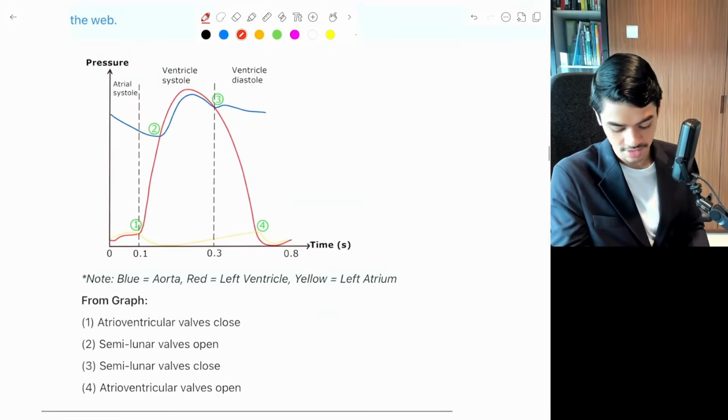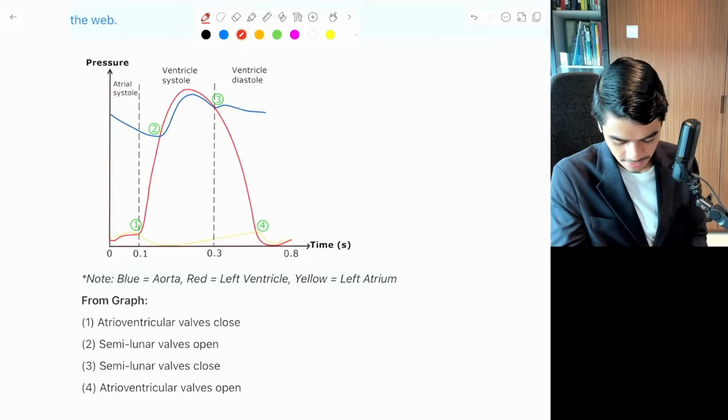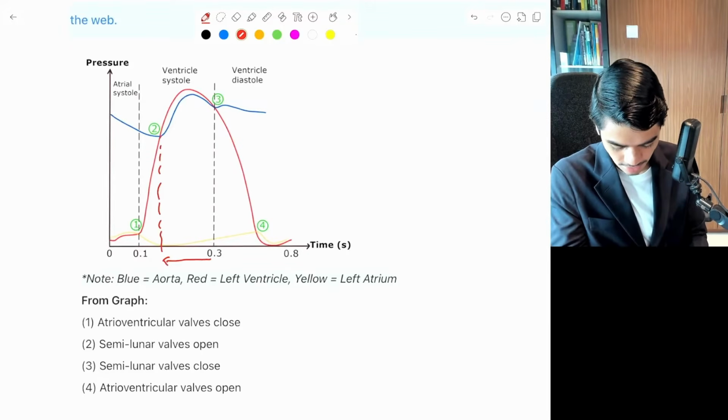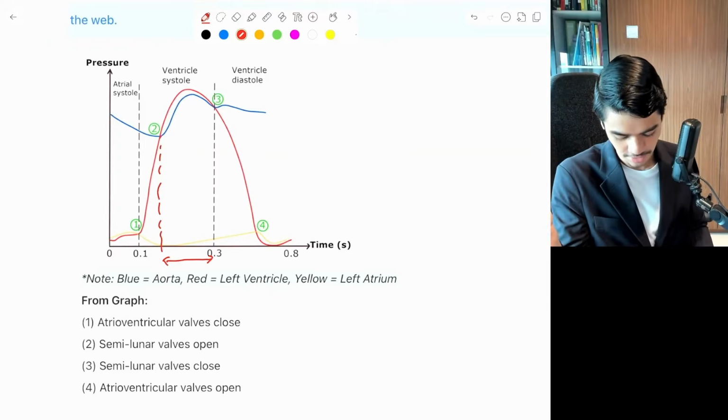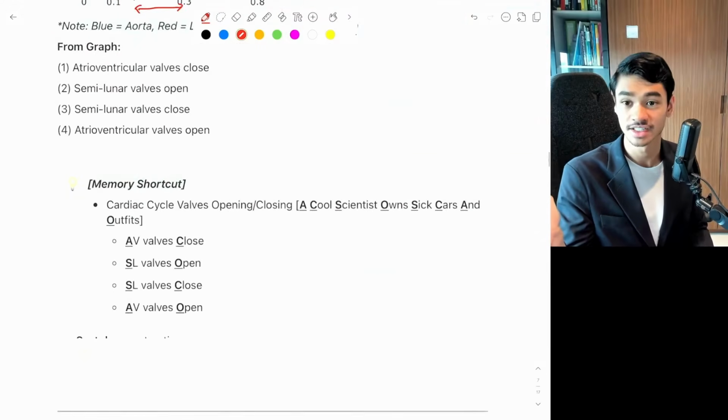So here it is. This is a more accurate graph. And you can see that indeed, this is the time range here to here that the semilunar valves are open. Okay, so the memory shortcut is this. A cool scientist owns sick cars and outfits.